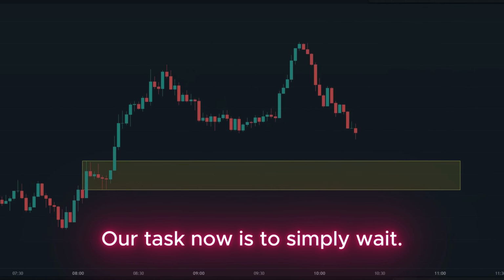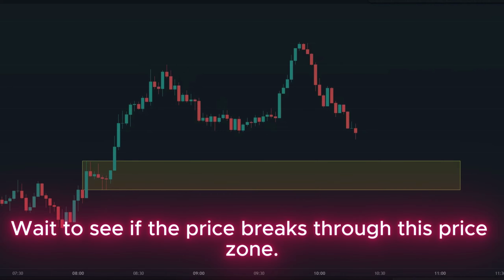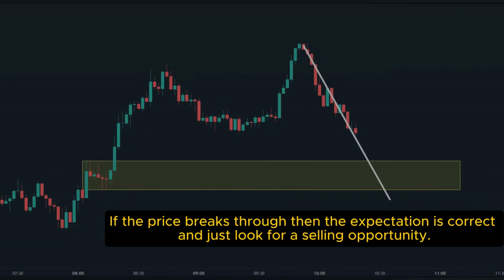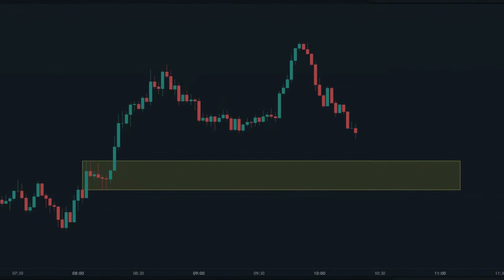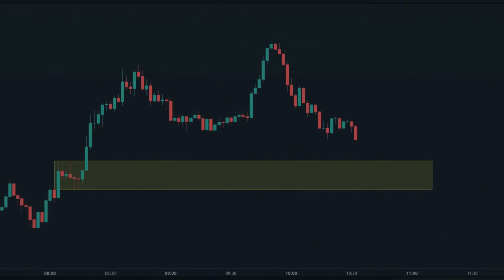Our task now is to simply wait. Wait to see if the price breaks through this price zone, then we can confirm that now the price is falling, and we look for a selling opportunity. If the price doesn't break through, we just wait. Wait for the price to continue rising, then we look for a buying opportunity later.